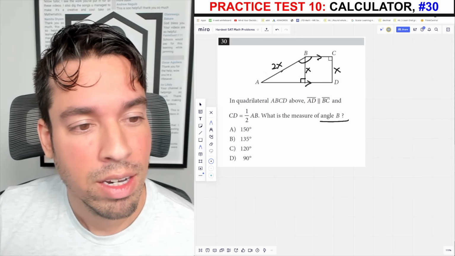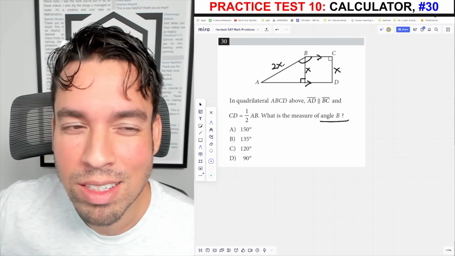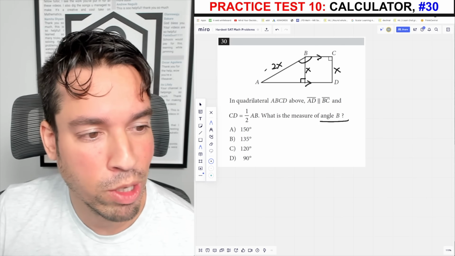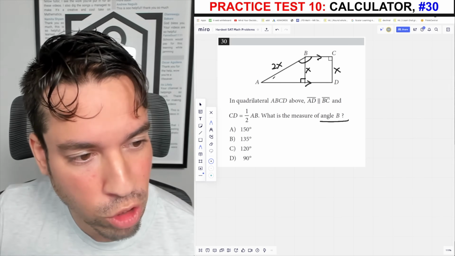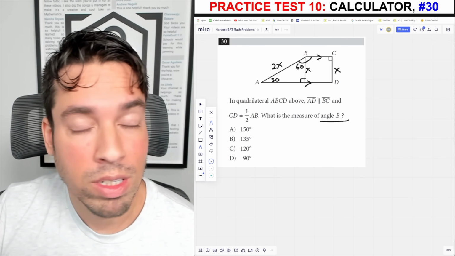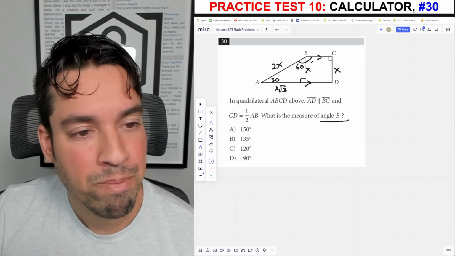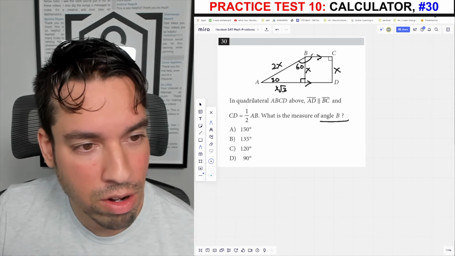The other thing is that we've now got one of the legs that is half the length of the hypotenuse. So this should immediately tell you that this is a special right triangle, but not just any special right triangle, a 30, 60, 90. We don't need to know this, but this is the x root 3 side.